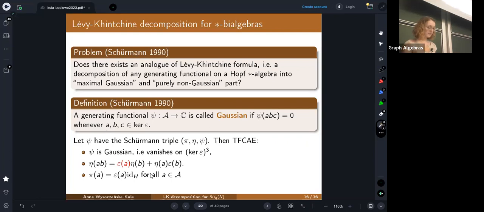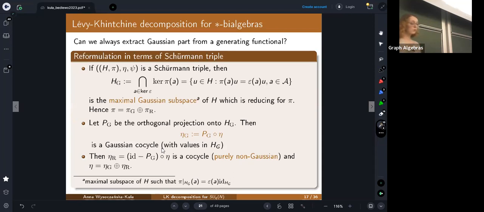Okay, and so such a Gaussian generating functional we can also characterize in terms of the associated Schürmann triples. Namely, they will be associated to cocycles having epsilon instead of the representation pi here. And in general, the associated representation has to be just a multiplicity of the counit. So these are kind of the easiest generating functionals possible.